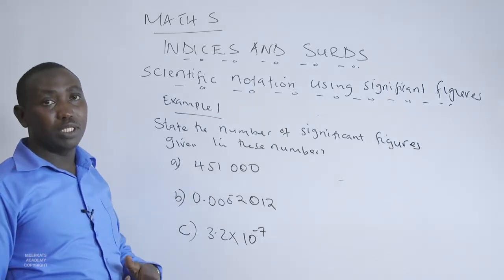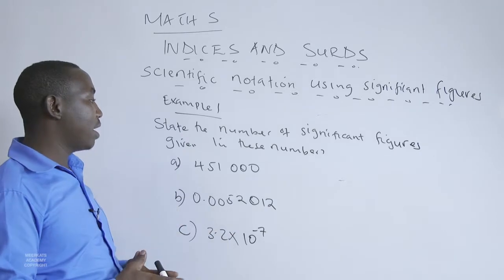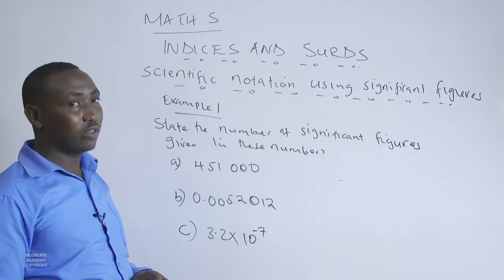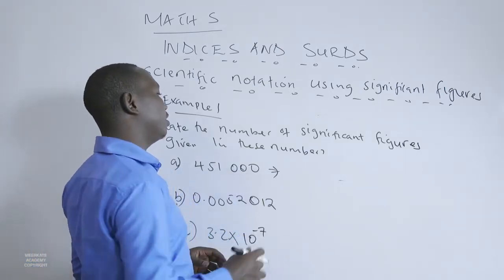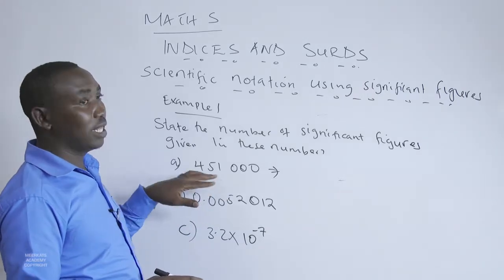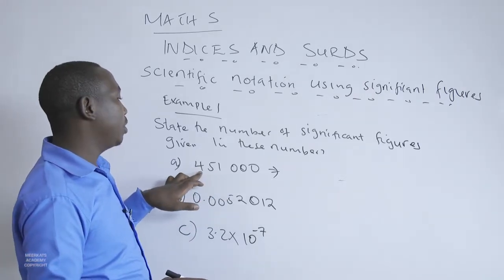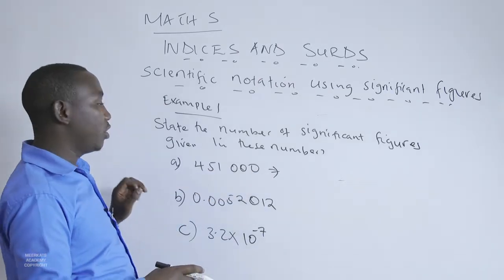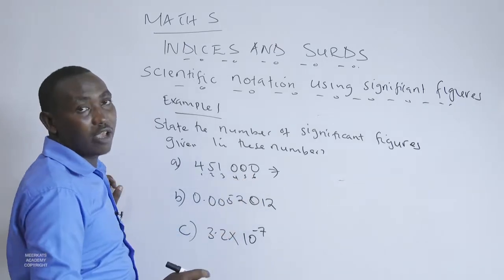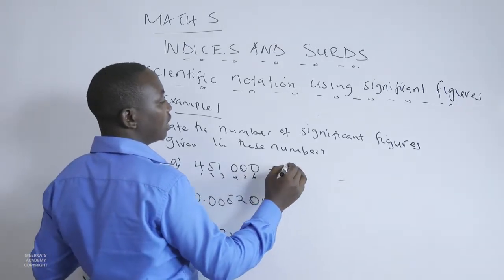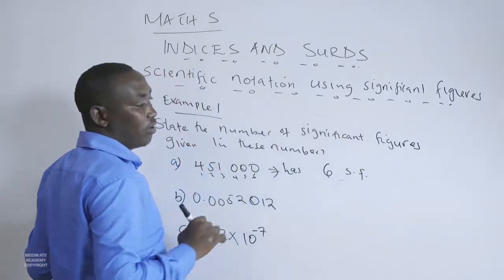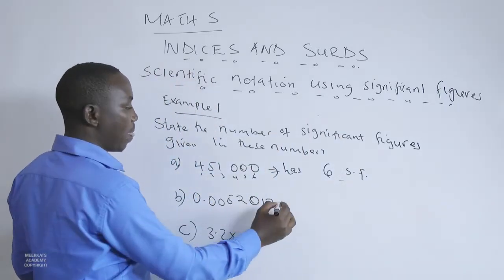We have a very simple task of identifying how many significant figures are in each of the three numbers. If we look at this first number, the first non-zero is at this particular point, and therefore you're going to count all of them going to your right. So this will be 1, 2, 3, 4, 5, 6, and therefore you can say that this one has got 6 significant figures, written as SF.